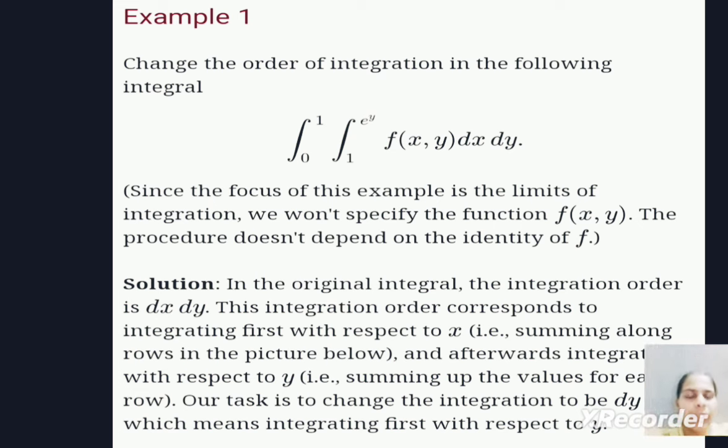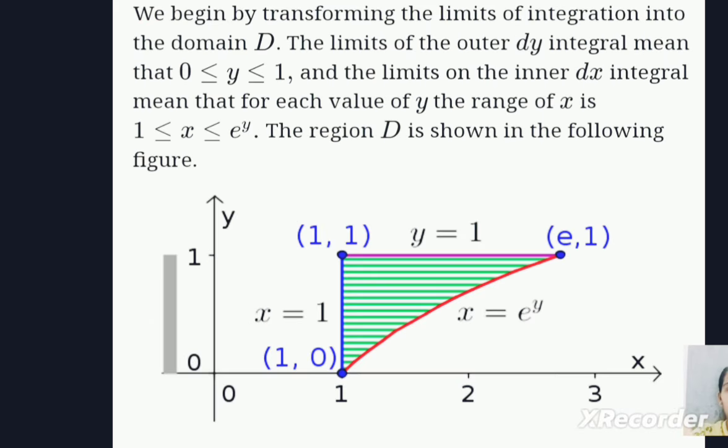Now I am going to give the solution for this question. In the original integral, the integration order is dx dy. This integration order corresponds to integrating first with respect to x and afterwards integrating with respect to y. Our task is to change the integration to be dy dx, which means integrating first with respect to y.